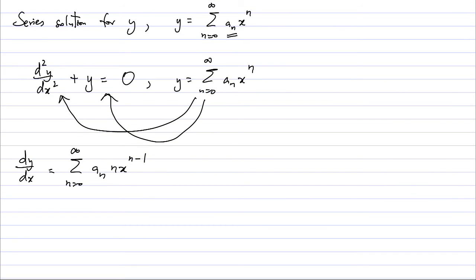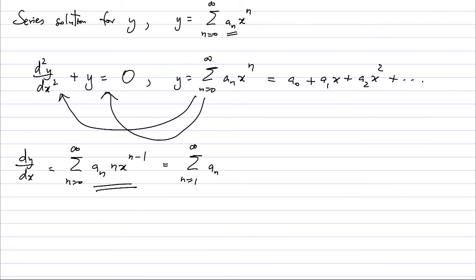Notice that this series begins with a constant term because x raised to power 0 is 1, and you have plus a1x plus a2x square, and so on. So it's obvious that the derivative of y will begin from a1, and that's exactly what you're seeing here. When n is equal to 0 you get 0, because you have a_n multiplied by n multiplied by x raised to power n minus 1. So I might as well start this series from n is equal to 1, because the n is equal to 0 term is 0 anyway.